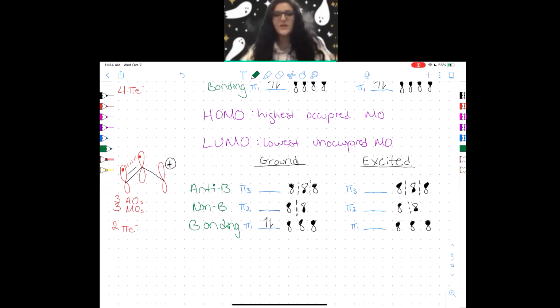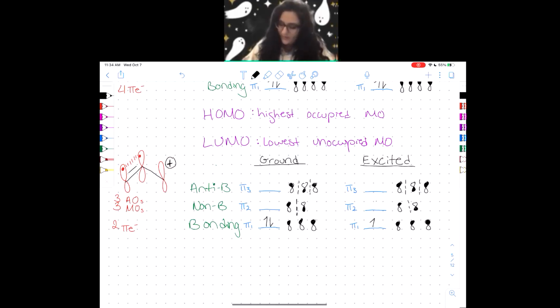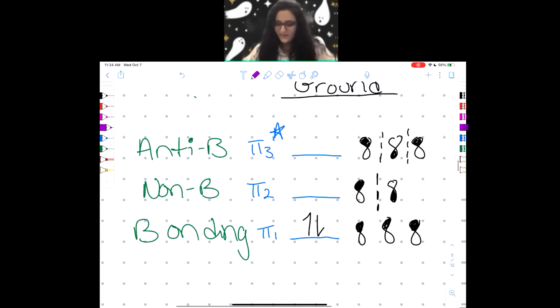Cool. So in the excited state, all that's going to happen is one electron jumps up. So please tell me which one of these will be the HOMO. Yes, pi 1 is the HOMO. And so which one is the LUMO? 2. Sweet.